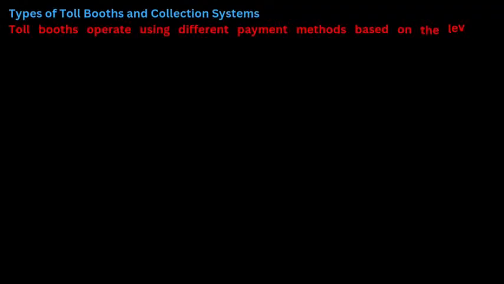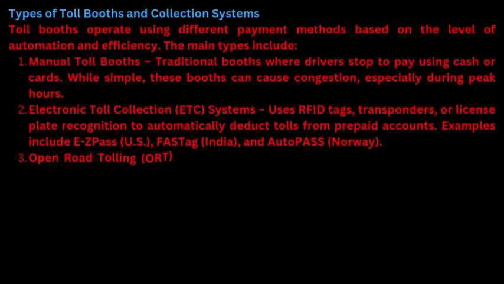Use RFID tags, transponders, or license plate recognition to automatically deduct tolls from prepaid accounts. Examples include E-ZPass US, FASTag India, and AutoPASS Norway.